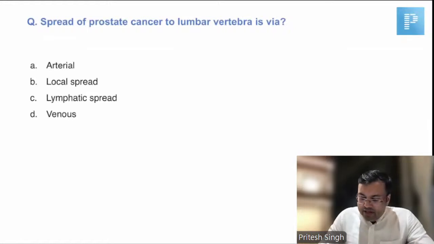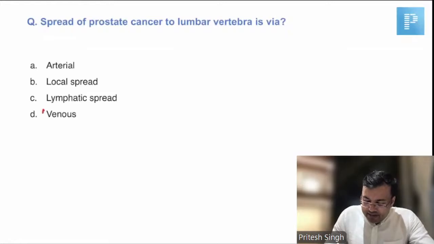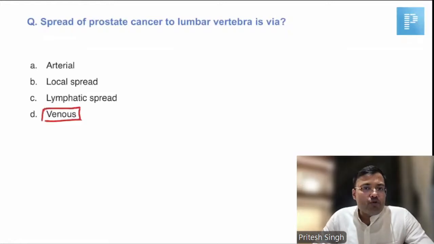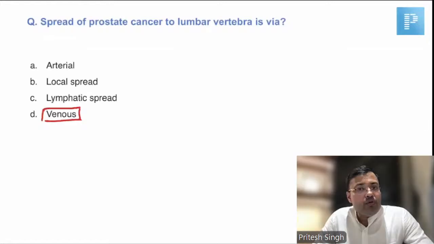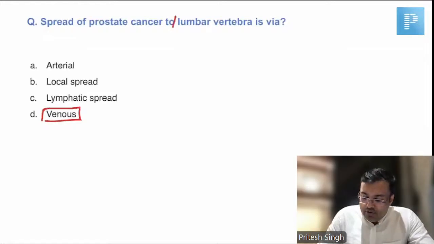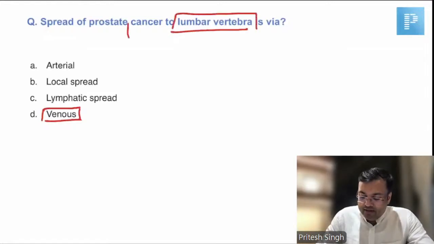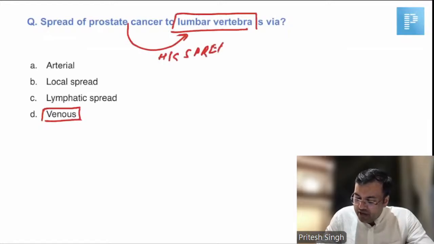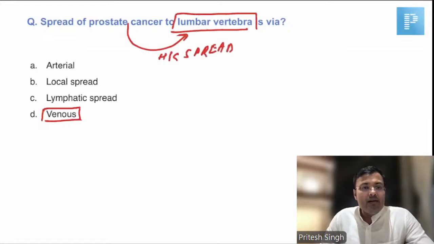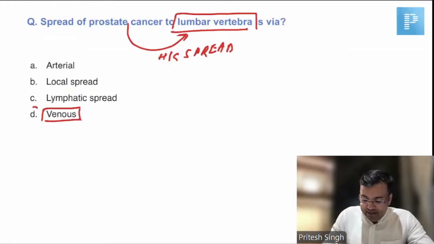Next, spread of prostate cancer to lumbar vertebra is via, tell me, it is via venous spread, right? From prostatic venous plexus, it is going to internal iliac. From internal iliac, it is going to Batson plexus. From Batson plexus, going to lumbar vertebra. So bone metastasis in carcinoma prostate is because of hematogenous spread and obviously via veins. Since it is adenocarcinoma, lymphatic spread occurs, but for bone metastasis, it is venous spread. So correct answer is D.